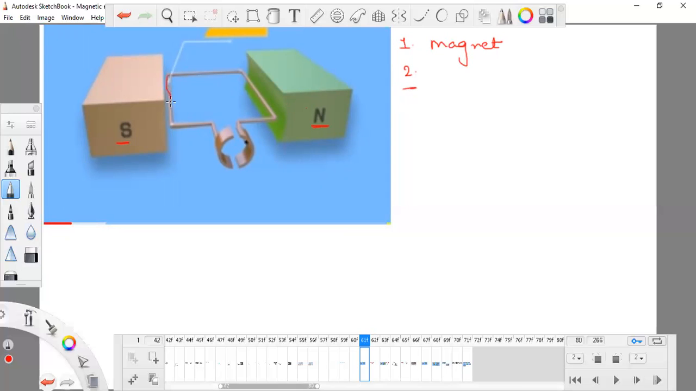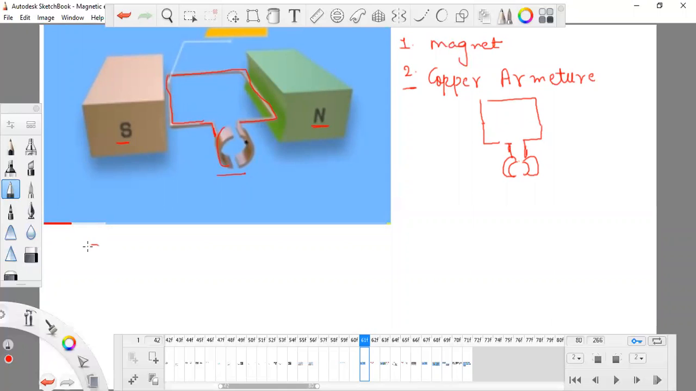Second, we are using this thing. What is this thing? This is a copper armature, and it is attached with these things. So the second thing is the copper armature, and this copper armature is like this. You can see this is the 3D diagram, and when we draw this, there is nothing like 3D, so I'm drawing this.